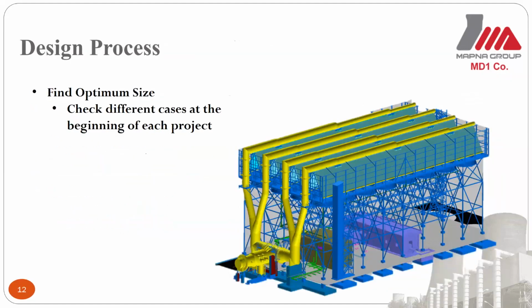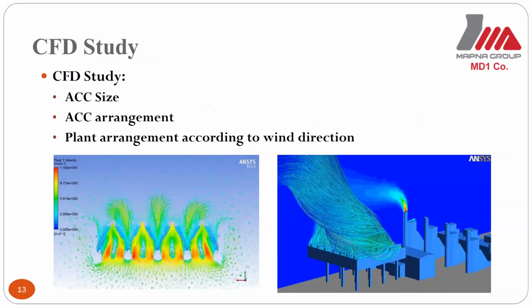In addition to this, I would like to say that at the beginning of each project, different ACC arrangements are checked by our team to find the optimum size, and we always use CFD calculation to rearrange ACC and boilers according to wind direction. Hot air recirculation and fan flow rate are some parameters that are checked at this step. You can see one of our CFD studies in these two pictures. The effect of boiler location and wind direction is shown in the right picture, and you can see the effect of hot air recirculation in the left picture.